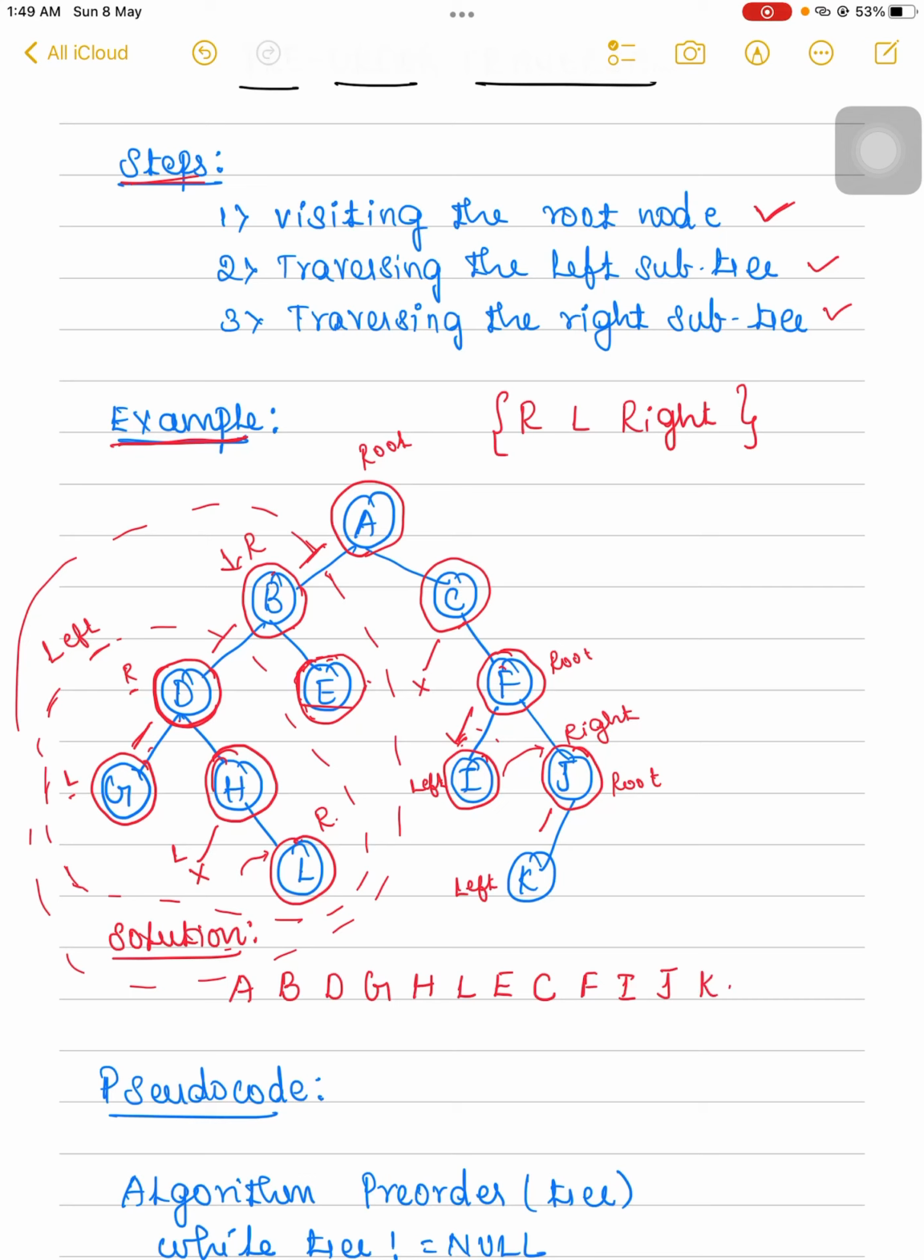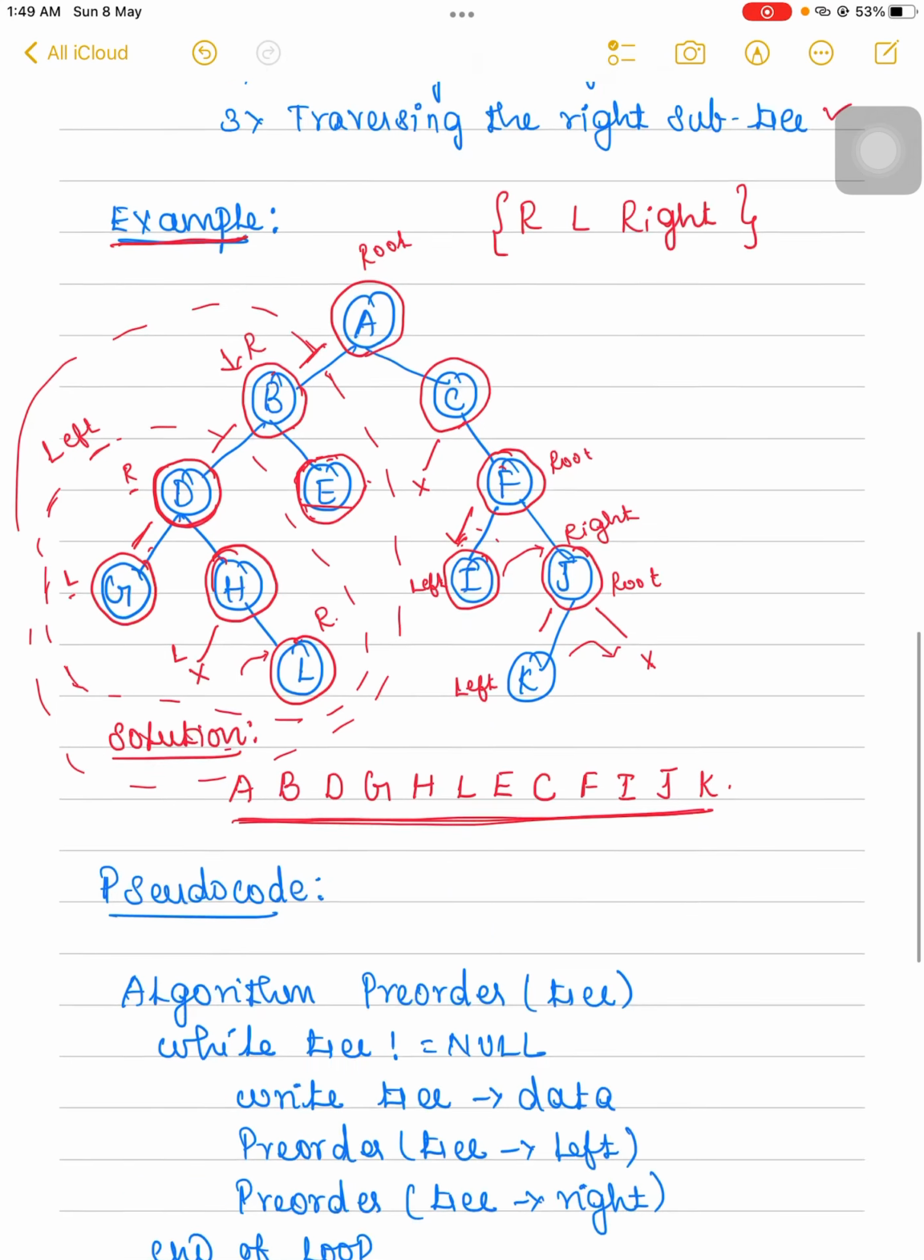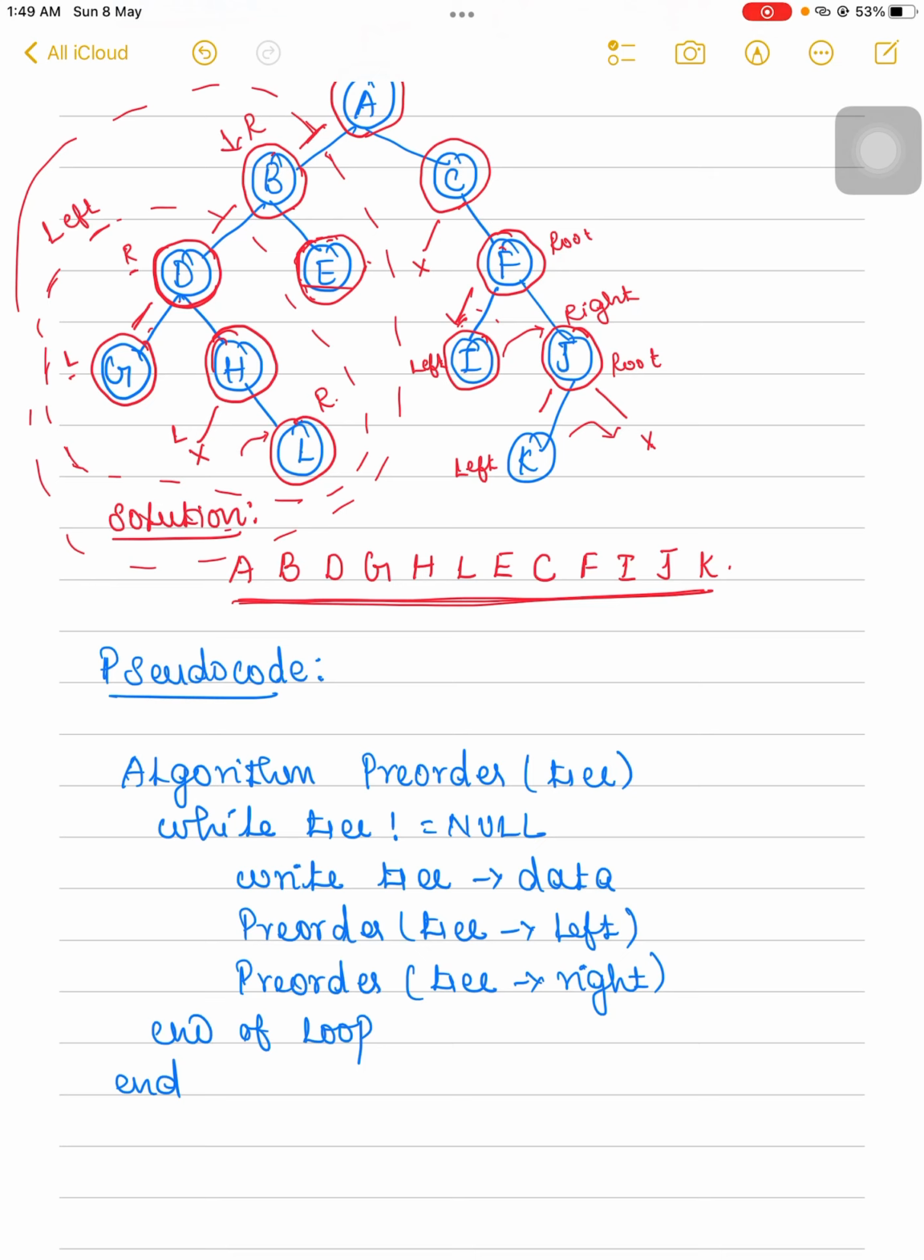After visiting the left subtree, it is supposed to move on to the right subtree, but there is no right subtree available for the node J. Now when we check, all the nodes are visited. There are no nodes left out here. So this is the solution. So this is the order of visiting the nodes when we follow the pre-order traversal algorithm.